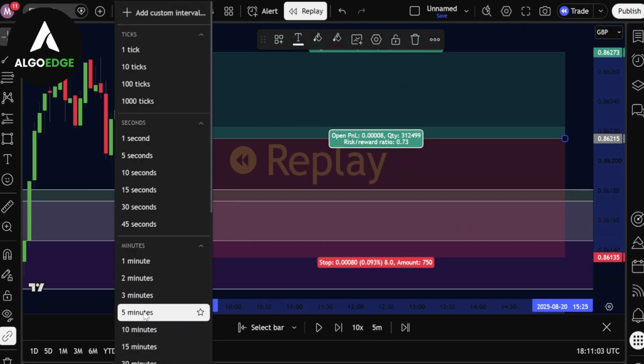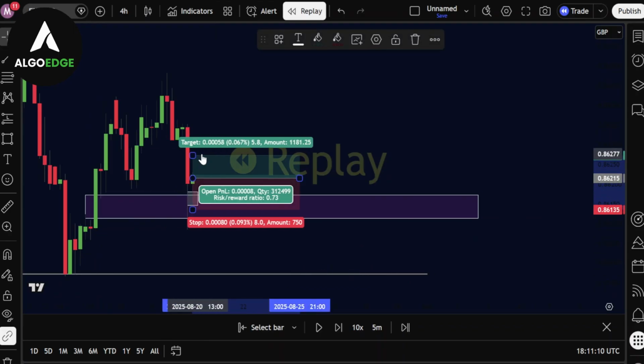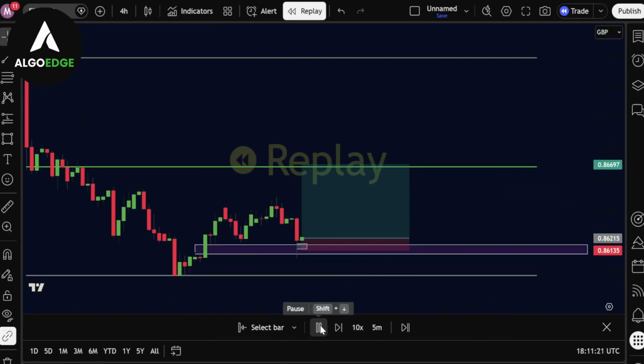For our take profit, we simply return to the 4-hour chart and use the 50% level we identified earlier. And as you can see, price reaches our target with ease.